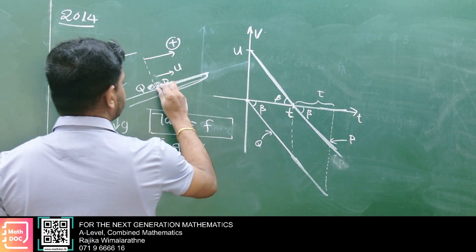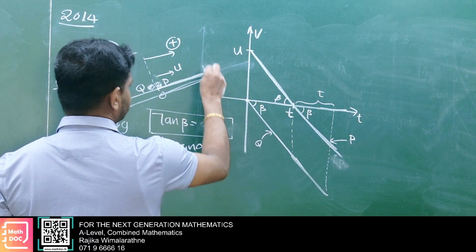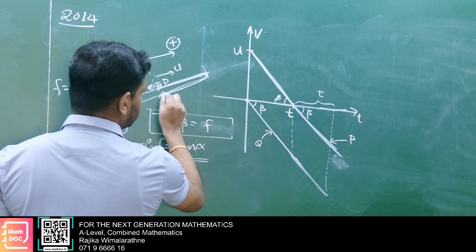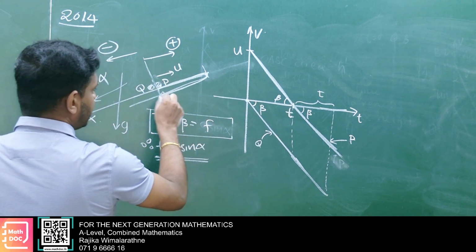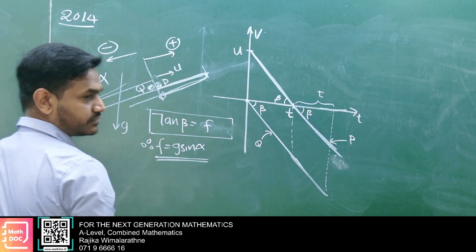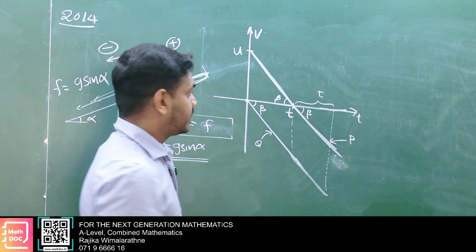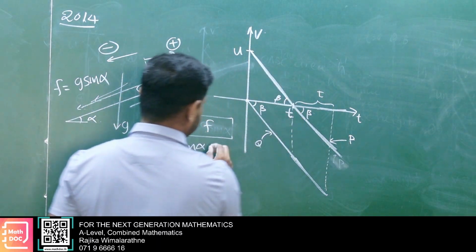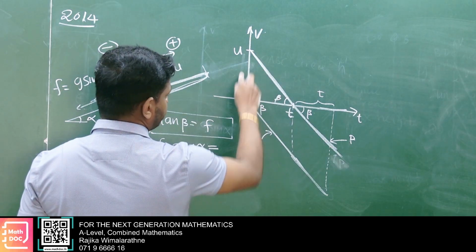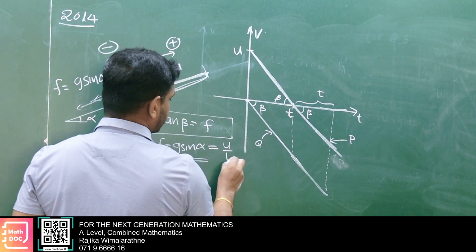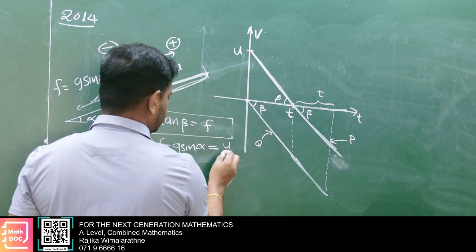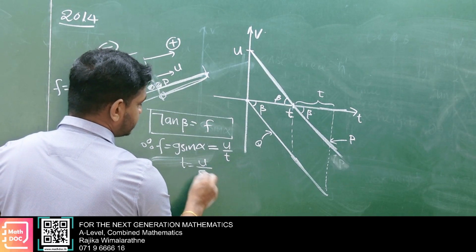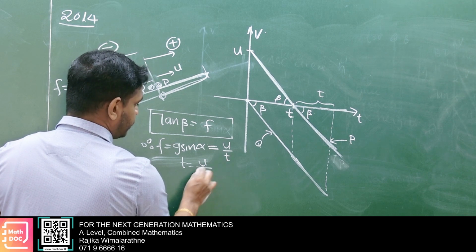When it comes to maximum displacement, its velocity is 0. Then you take that time simple t, then we have to come back again in the same time. So at that time we have to find the displacement of Q. Therefore, tan beta is g sine alpha, no? Then tan beta, g sine alpha, equals u over t. Then u is given, g sine alpha is given, then t equals u over g sine alpha.